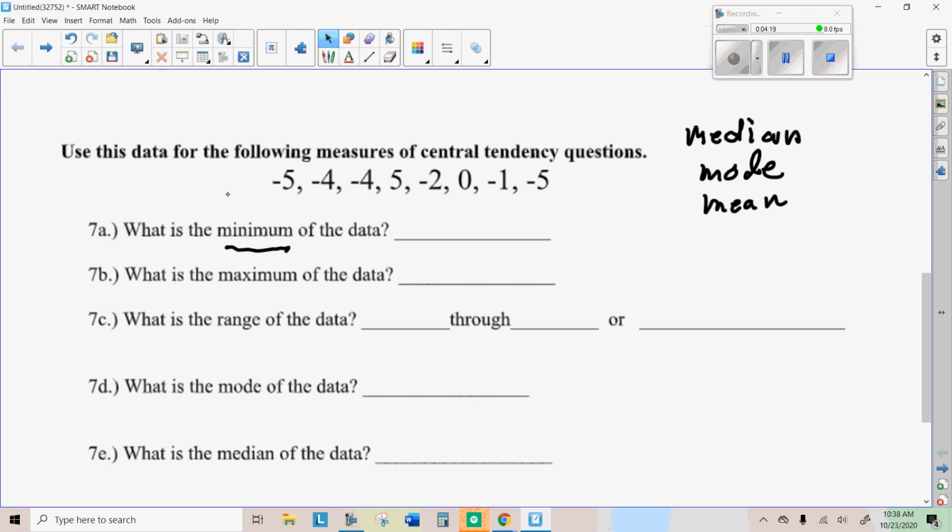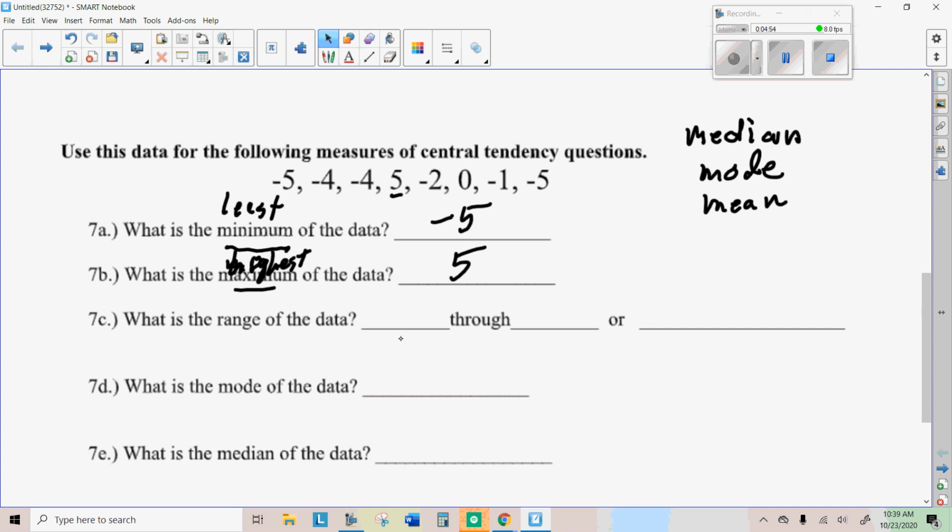Okay, and then we have some words. Minimum means the least in the set of data. So if you were to use a number line, you would want the number furthest on the left, which would be, in this case, -5. The maximum is the highest number in the list. And so the number furthest right on the number line, which in this case would be 5.